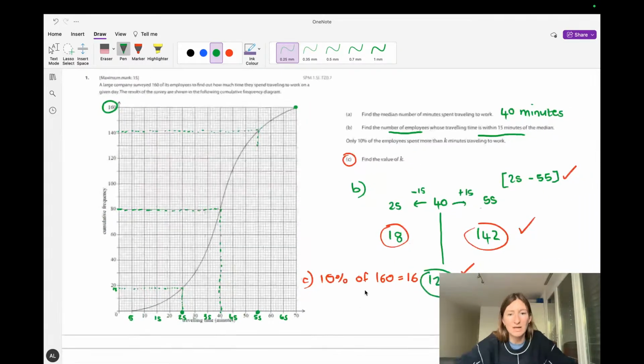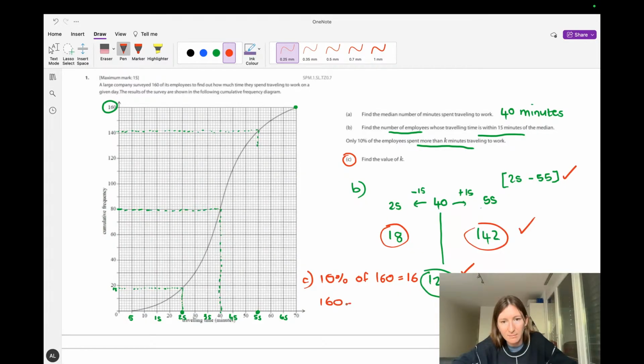So 10% of 160 employees, that's 16. But we want more than K minutes, so we're looking at an upper question here. 16 is not what the question's asking. It's asking more than K minutes. So we want the upper 10%, right? 160 minus 16 is 144.